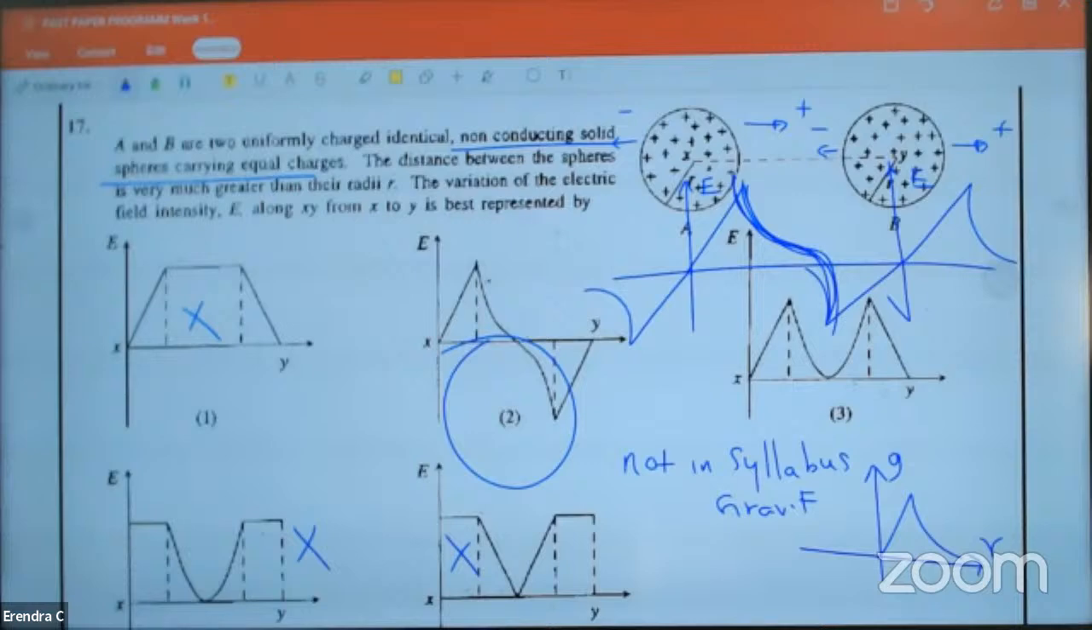Therefore, the variation is similar to the gravitational field strength inside Earth.